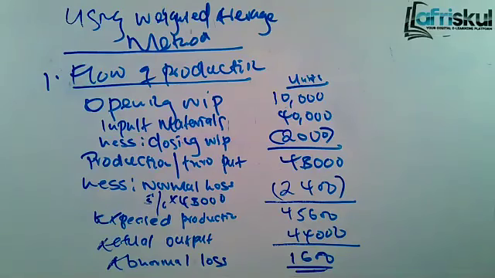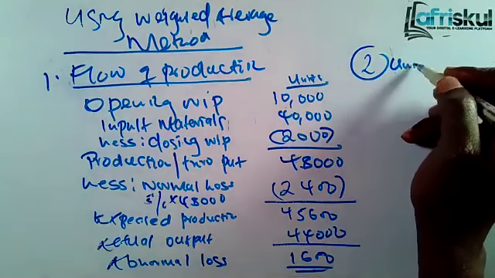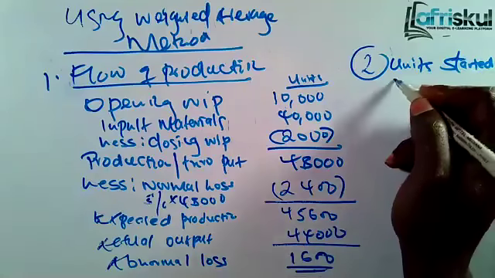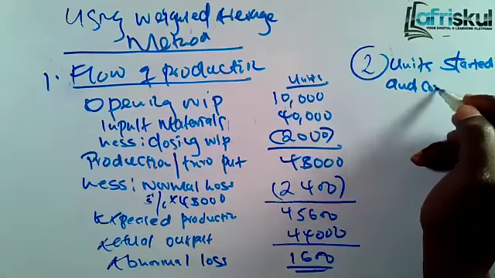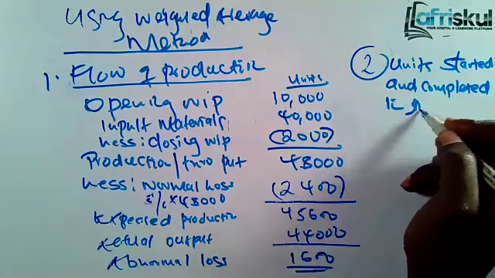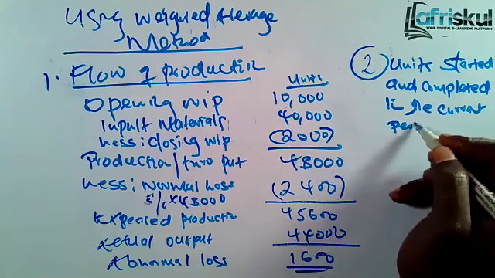You need to come up with the flow of production. It is a statement that shows the units that are expected to be produced, which you compare with the actual production. Number 2, you need to determine the units started and completed in the current period. That is the second step.